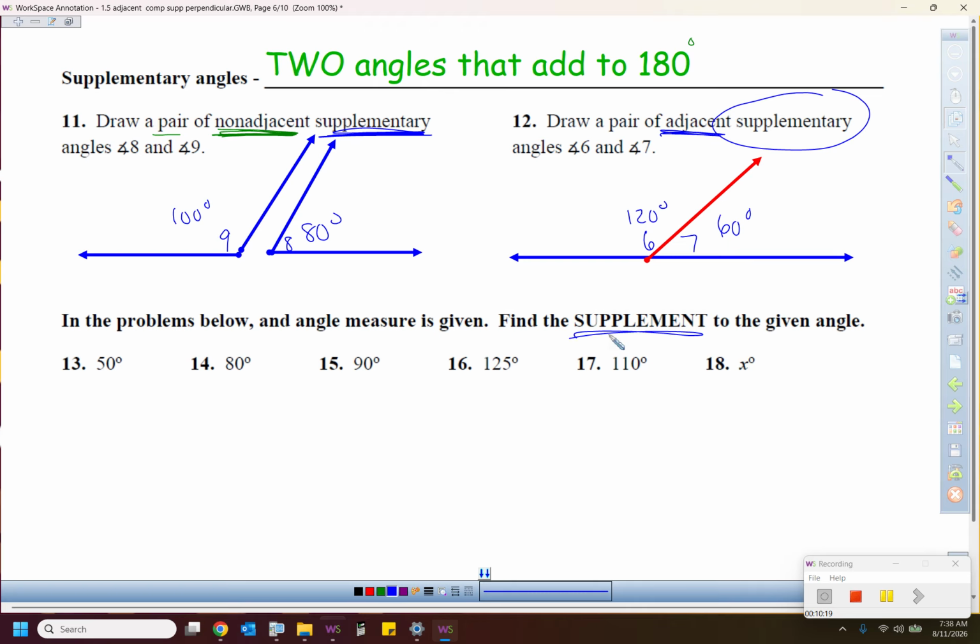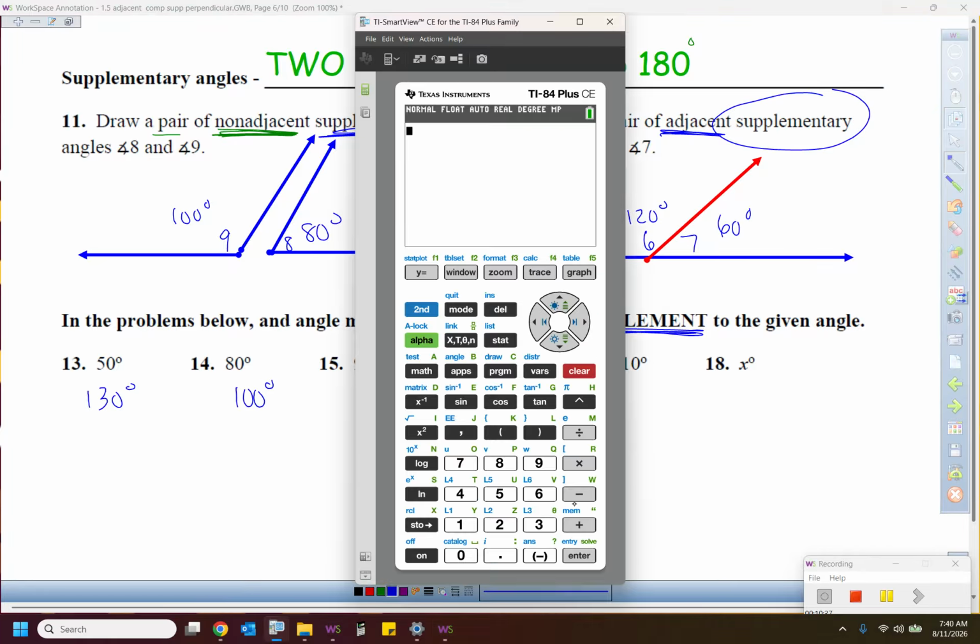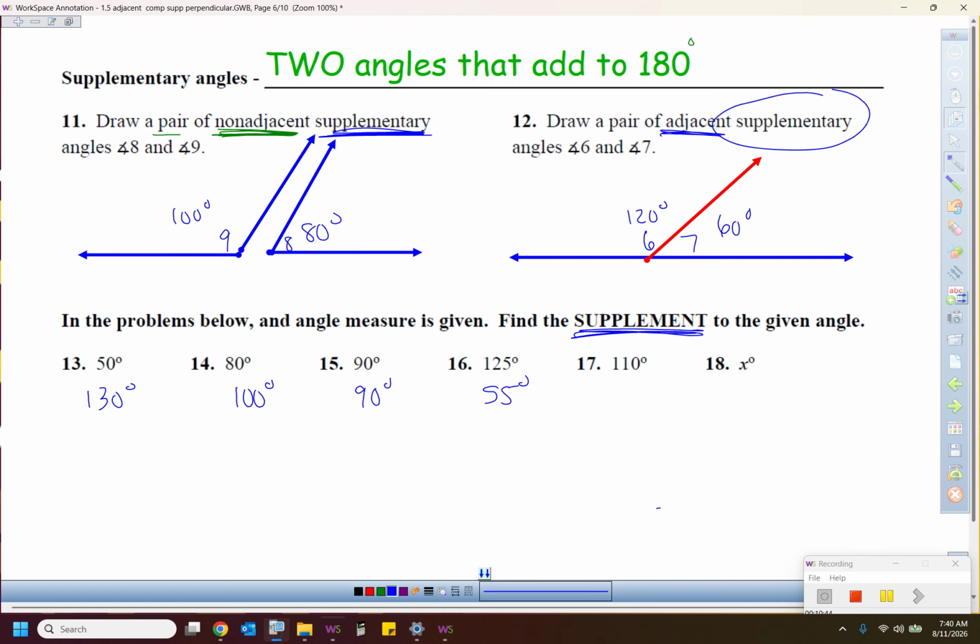Let's find the supplement to all these guys. If complement was 90 minus the given angle, supplement is 180 minus the given angle. So that right there, 180 minus 50 is 130. 180 minus 80 is 100 degrees. 180 minus 90 is 90 degrees. 180 minus 125, again, you can always use a calculator on this, but we're just getting 55 degrees. And then 180 minus 110 is 70 degrees. So in general, if you had an x degree angle given to you, the supplement to that is 180 minus x. And then throw the whole puppy in parentheses and put degrees on the outside of that bad boy.